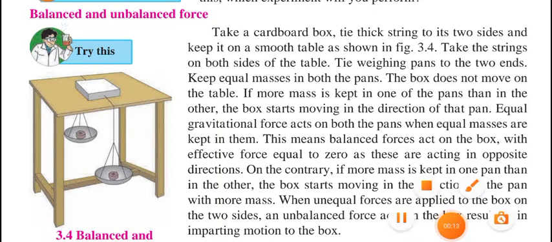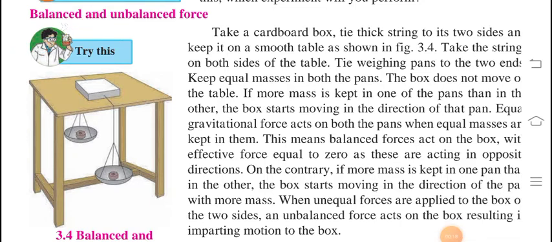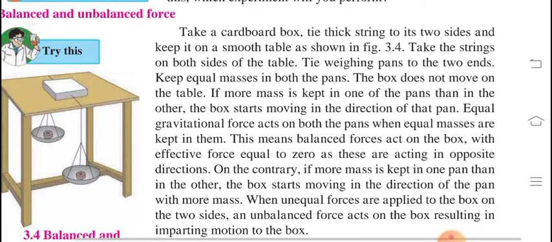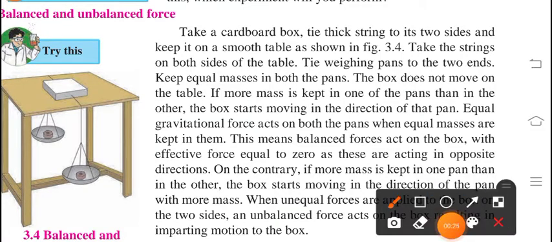Our today's topic is balanced and unbalanced force. To understand this topic, we will apply some activity. Through this activity, we can define balanced and unbalanced force. Okay, so let's go ahead with the activity. Just imagine in your mind we are performing this kind of activity.